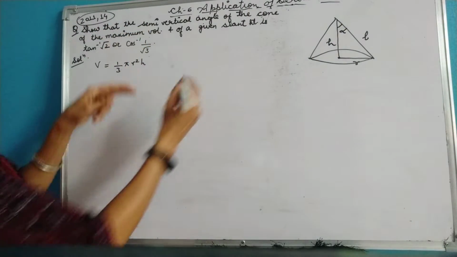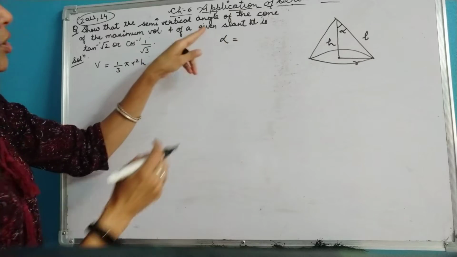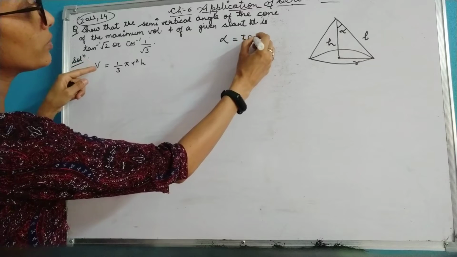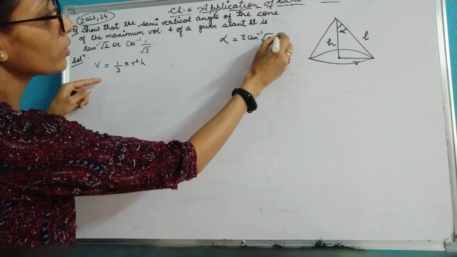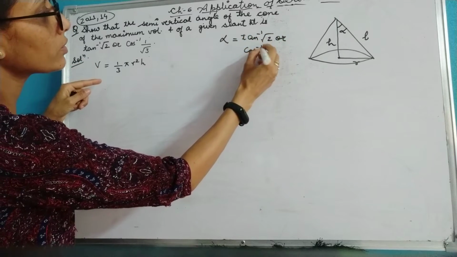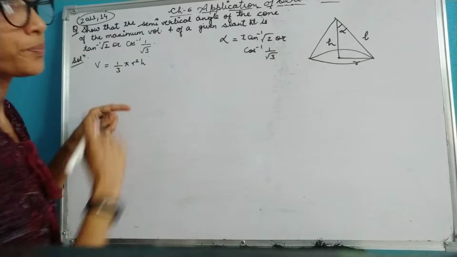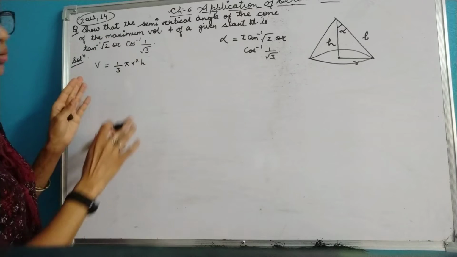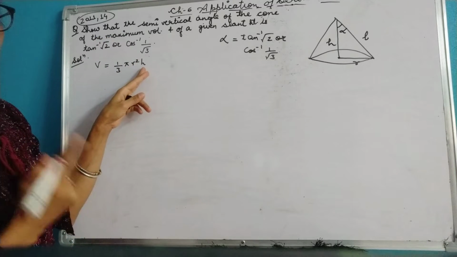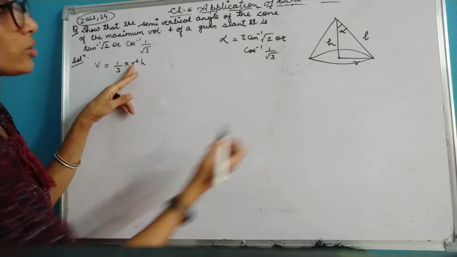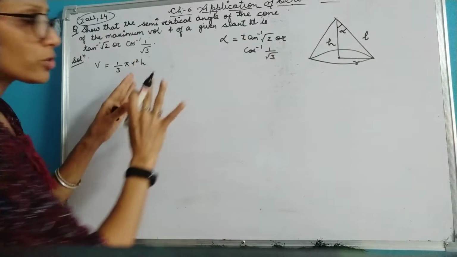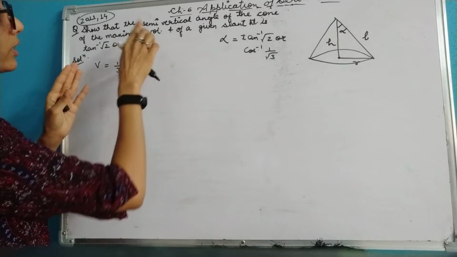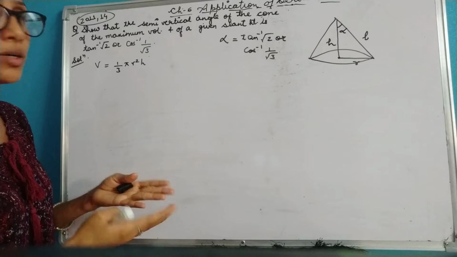You need to show that the semi-vertical angle of given slant height, say which is L, is tan inverse root 2 or cos inverse 1 by root 3. Now children, I told you whenever you are maximizing the thing, you need to change this expression into a single variable. So here what is your r? This is your r. In this question we are just talking about volume and not the surface area or anything else.